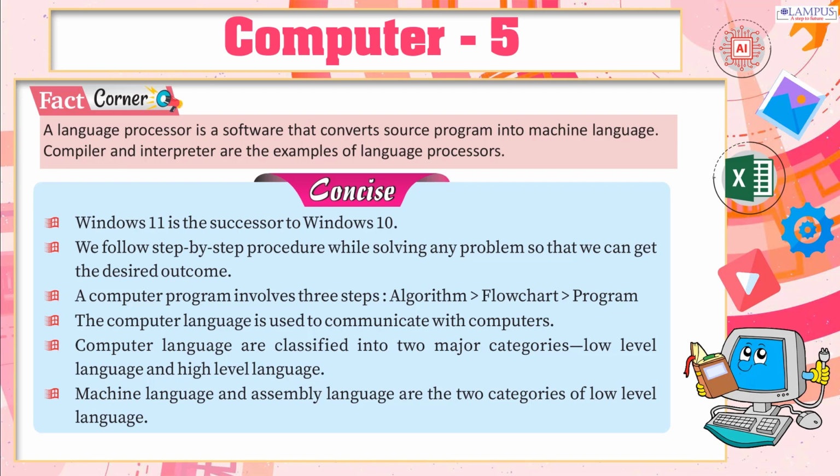We follow a step-by-step procedure while solving any problem so that we can get the desired outcome. A computer program involves 3 steps: algorithm, flowchart, program. The computer language is used to communicate with computers. Computer languages are classified into 2 major categories: low-level language and high-level language. Machine language and assembly language are the 2 categories of low-level language.